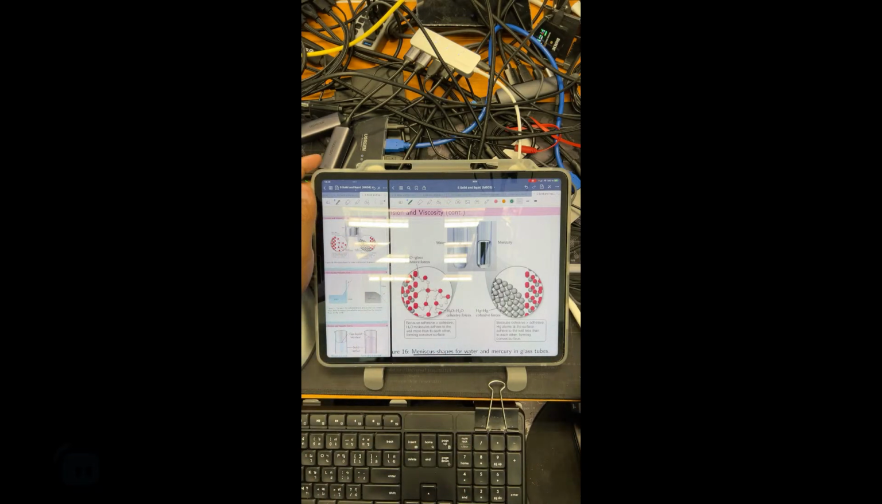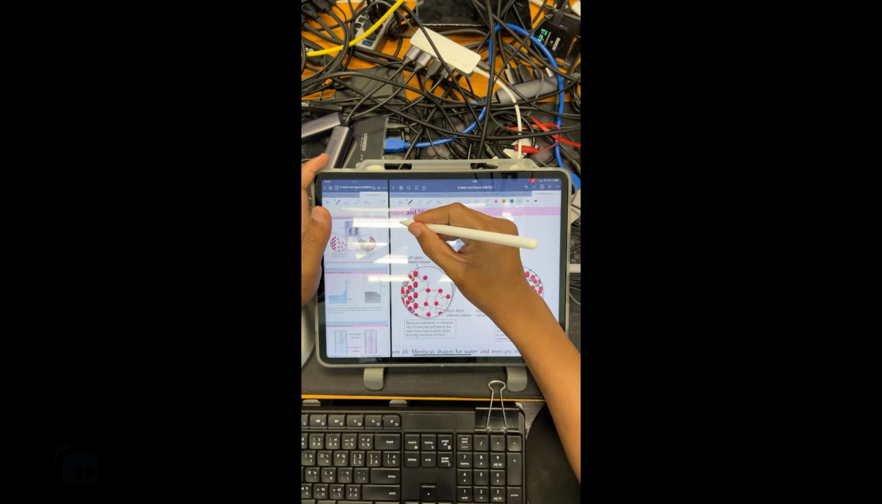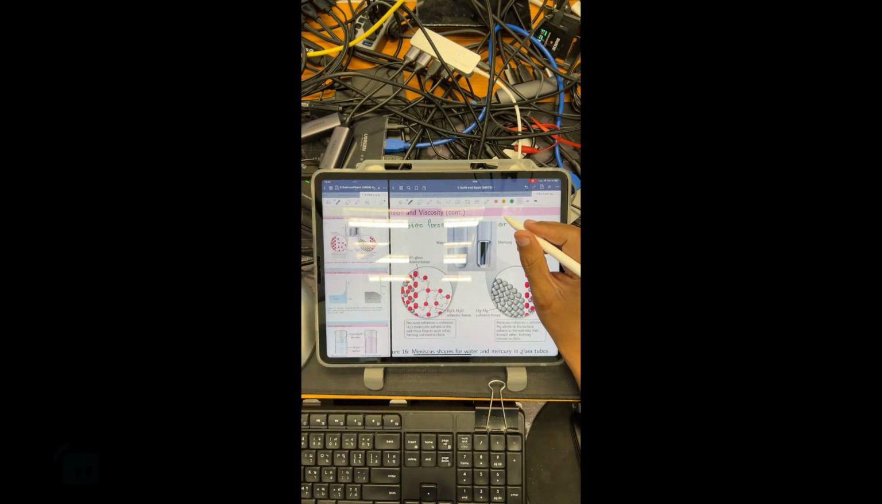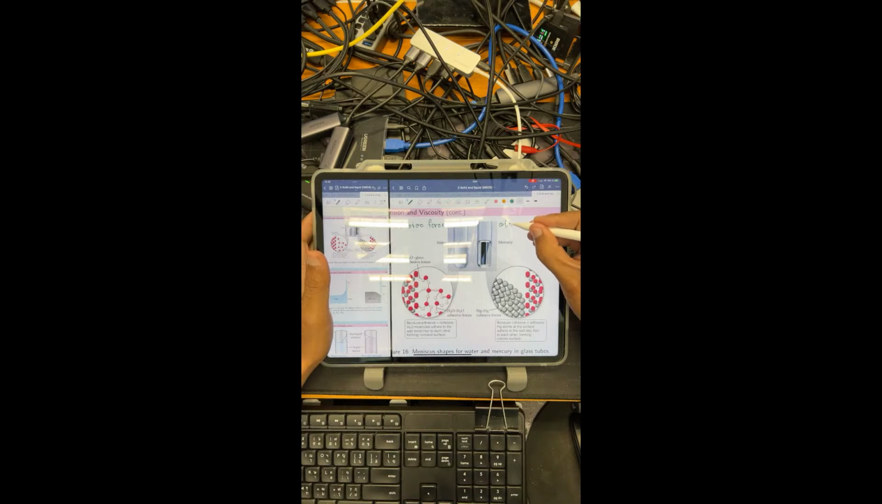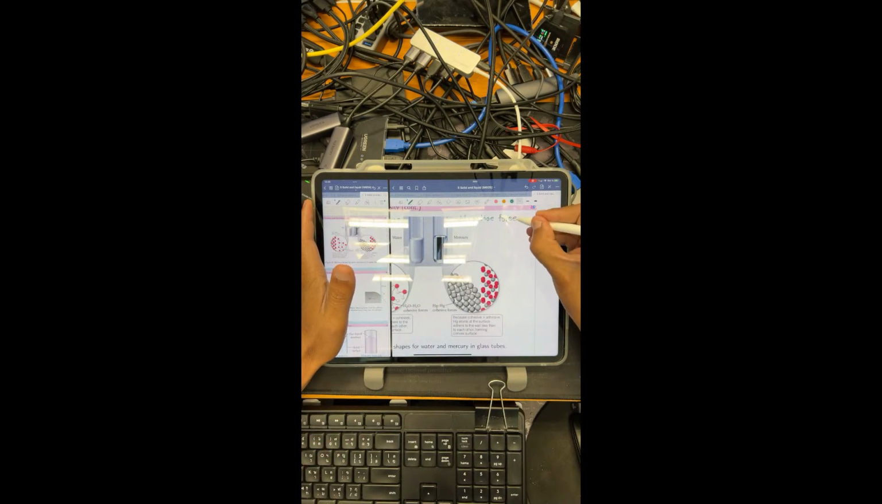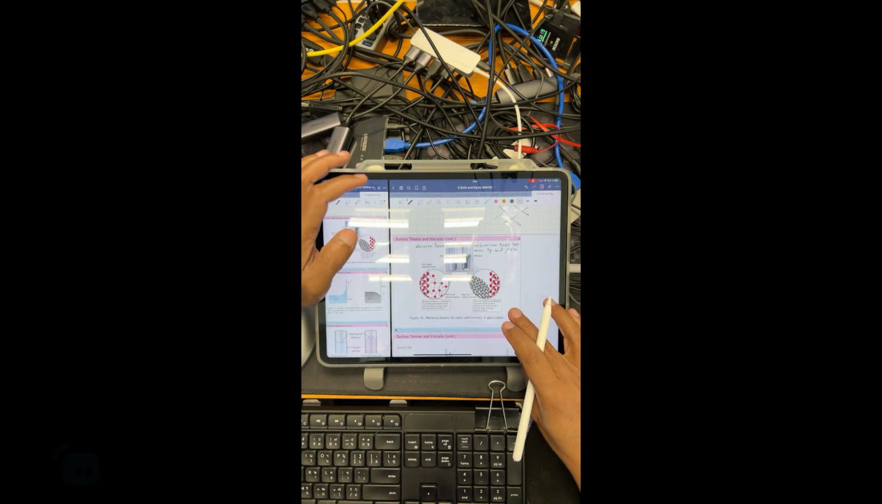There are two types of force. The first one is called adhesive force. Adhesive force is the attractive force between mercury and glass. That's the attractive force between mercury and the glass.